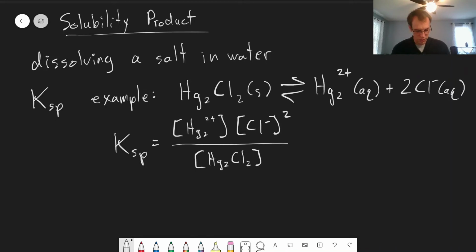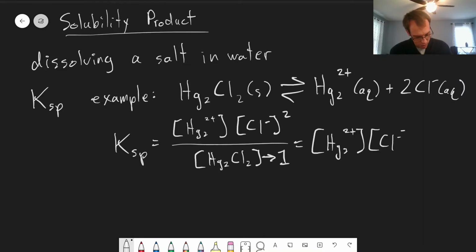Now this is a pure solid, so this, as we remember, goes to 1, and so our solubility product only has the ions present in it. So it'll just be these concentrations of our ions multiplied together with the appropriate exponents for the stoichiometric ratios. And this particular solubility product is 1.2 times 10 to the minus 18.